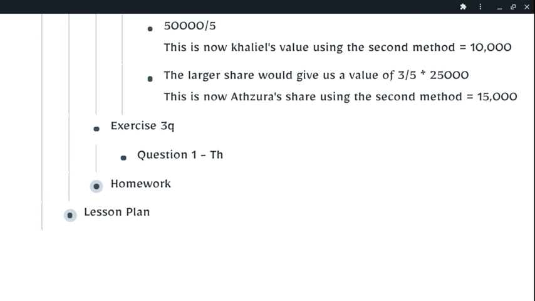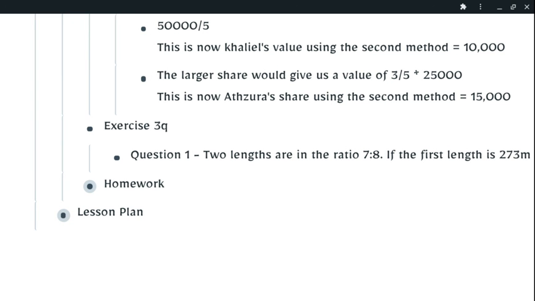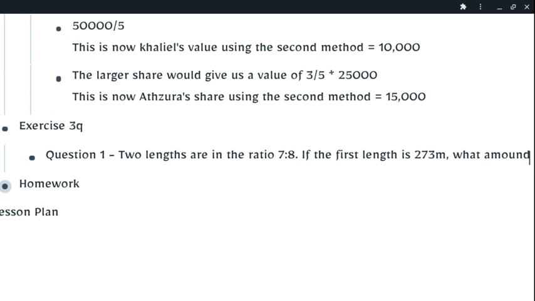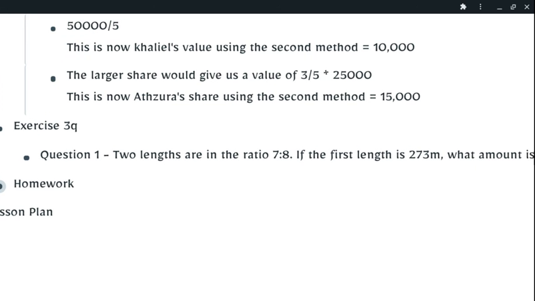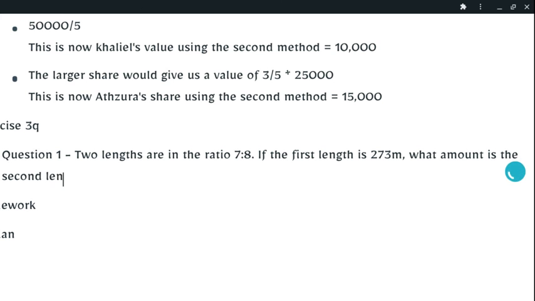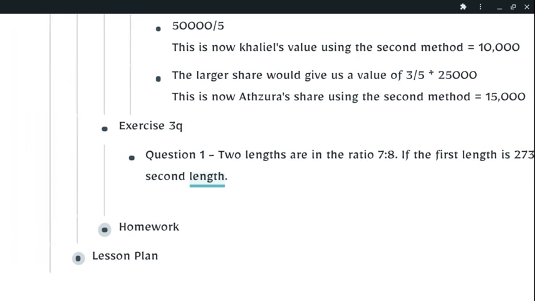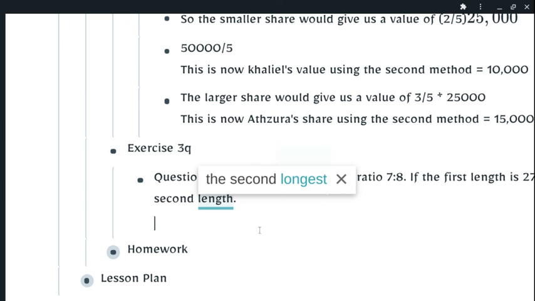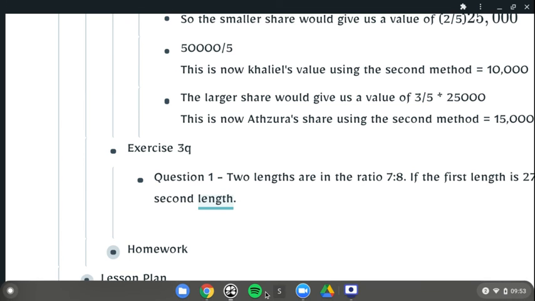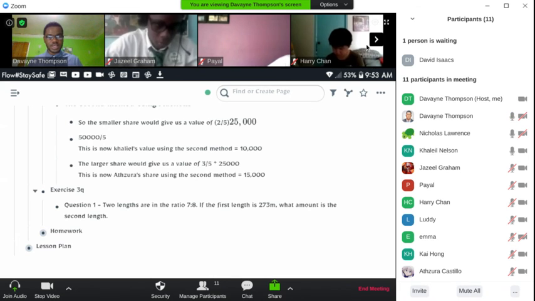So now the question says: 2 lengths are in the ratio 7 to 8. If the first length is 273 meters, what is the second length? And I'm going to ask for assistance from someone. Let me decide who I'll choose.